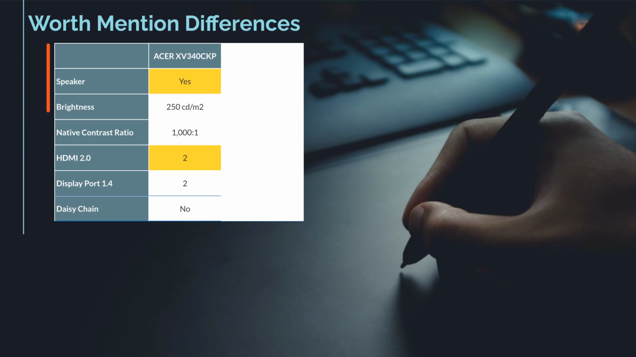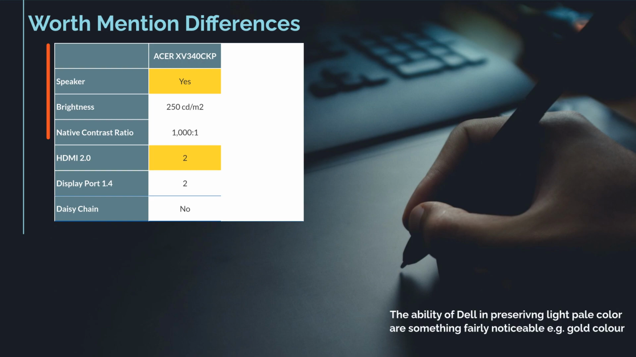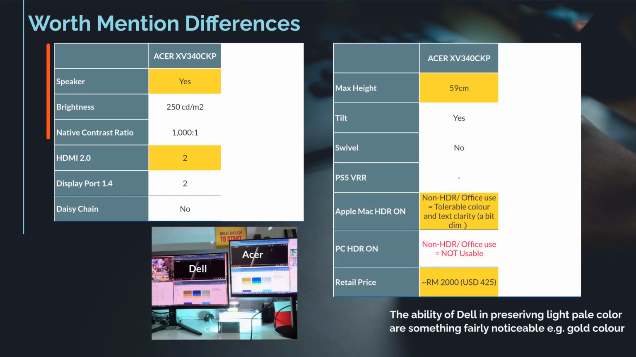On the worthy-mentioned differences, the Acer XV340CKP offers several benefits, including a built-in speaker, two HDMI 2.0 ports, a higher maximum height of 59 centimeters, the ability to enable HDR on Mac for non-HDR office usage with minor dimming and washout, and all at half the price of the Dell model.